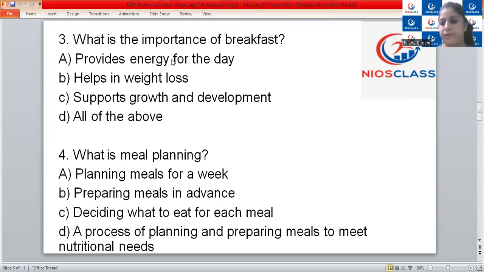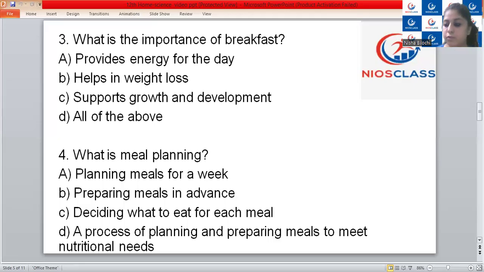Breakfast is the most important meal of the day and it provides energy for the day. It helps in weight loss also, because there is a saying that you need to take your breakfast like a king. So when you start your day like a king, having a well balanced meal, it definitely helps in weight loss. Third one is supports growth and development, because if you have the fuel, the food inside you, you'll be able to give your 100%, right? So we will be going with option number D, that is all of the above, right?